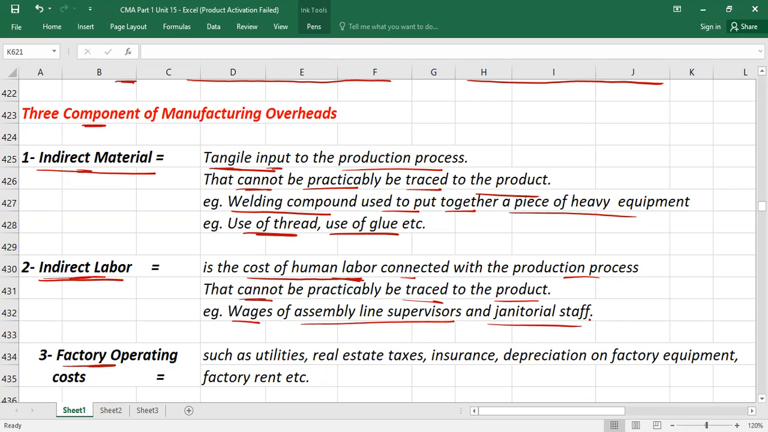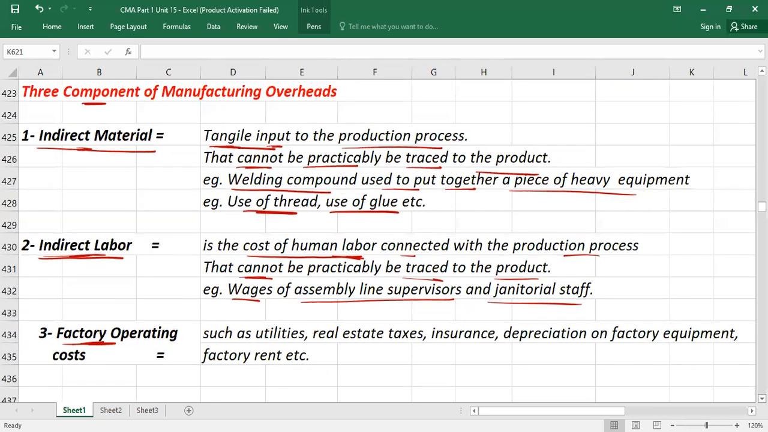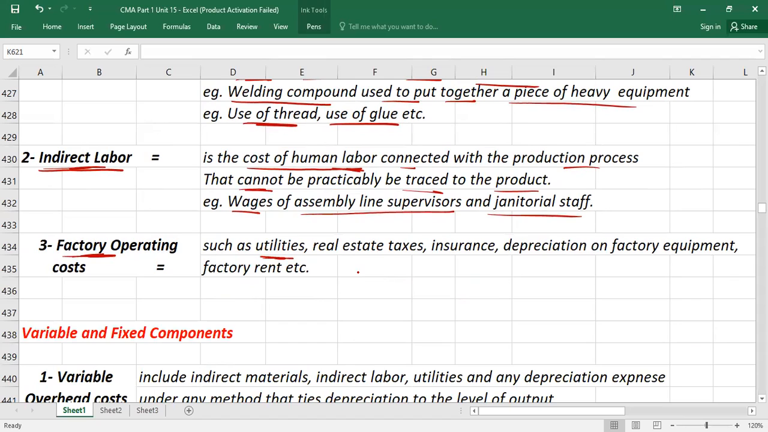We have indirect material, we have indirect labor. These words should be in your mind. The third thing is what? It is the part of overhead that is called factory operating cost. Factory operating cost includes what? Utilities, like electricity expense, gas, etc. Real estate taxes, maybe you are paying some tax on your factory. Insurance, depreciation on factory equipment, even factory rent.